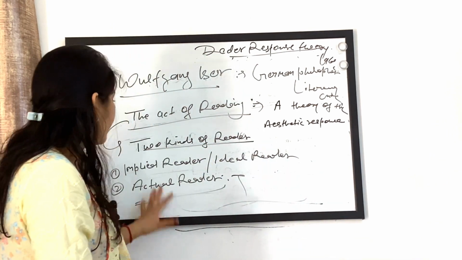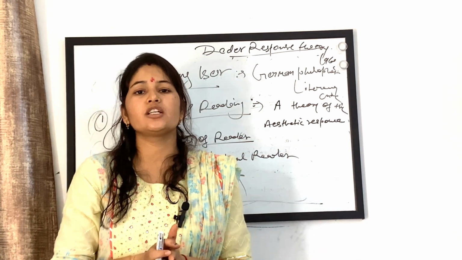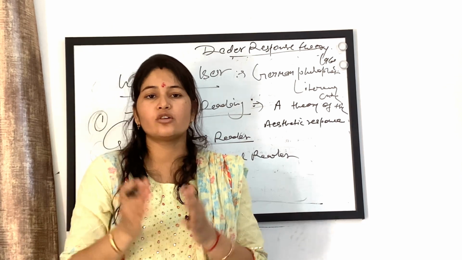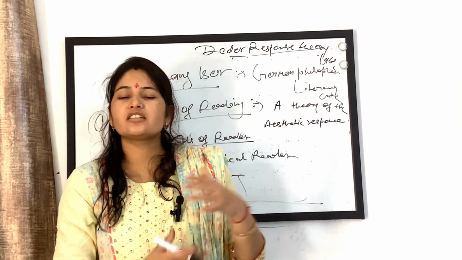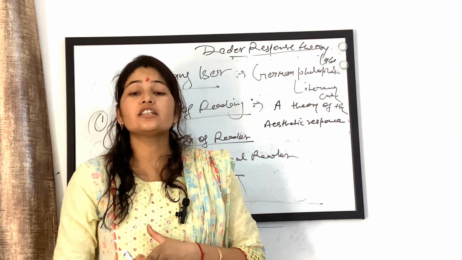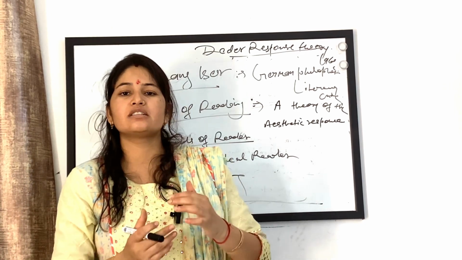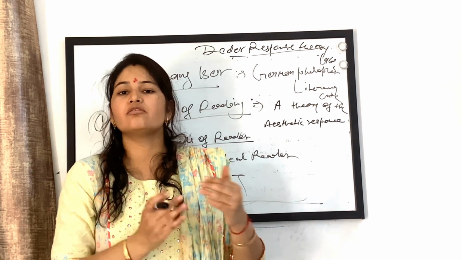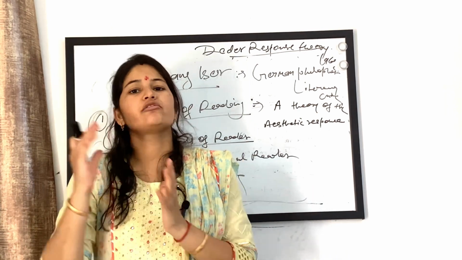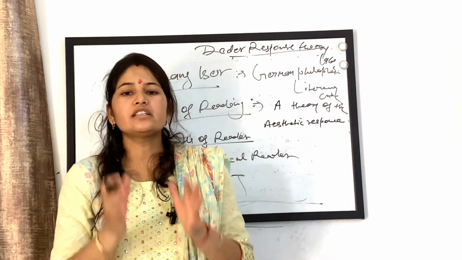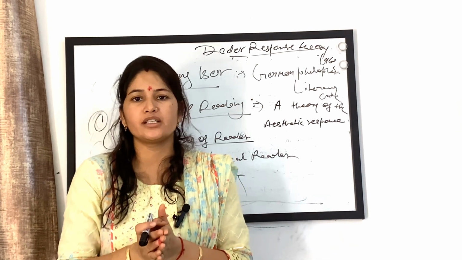Second is the actual reader. Now the actual reader exists in reality, because this kind of reader draws the meaning in their own way. Whatever knowledge and experiences the reader has regarding this particular text, it all depends on the knowledge or experiences of the readers: how much knowledge the reader has about the words, the structure, the pattern of the text, the pattern of the sentence.